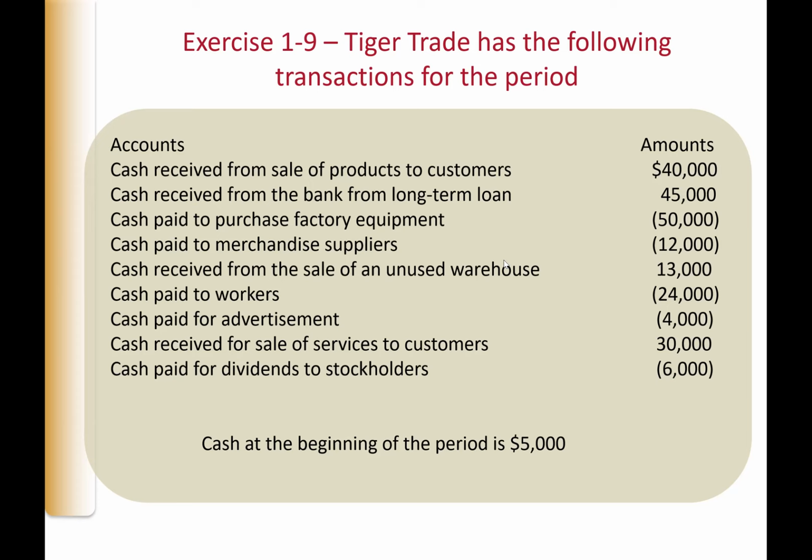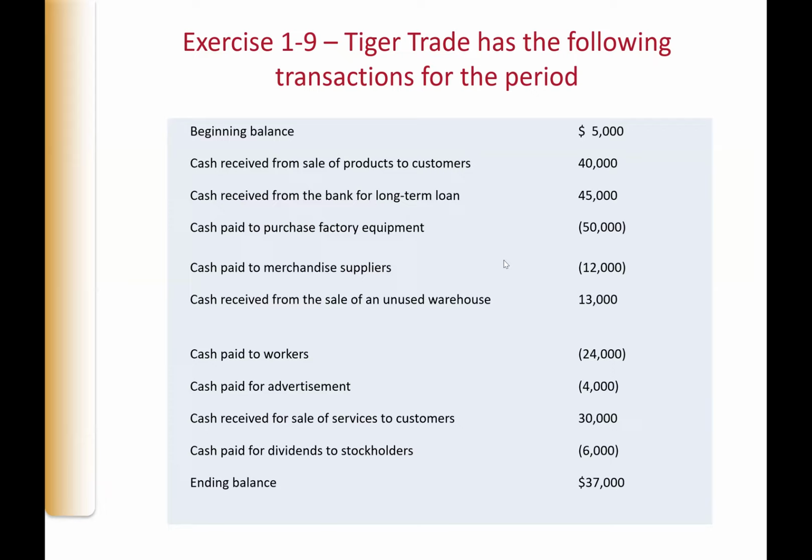So if we have cash at the beginning of the period of $5,000, and we show money that's come in, money that's gone out, the cash we would show at the end of the period would be $37,000. We started with five. We add cash received, products to customers, bank loans, what we paid out, purchasing a factory, paying for merchandise suppliers.